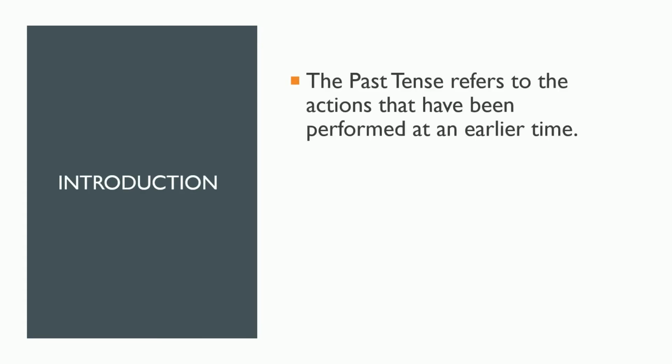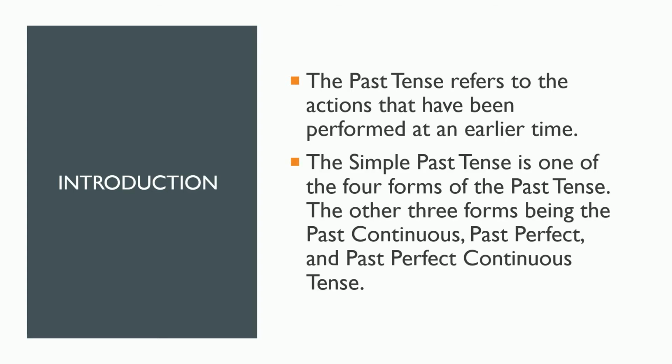The past tense refers to the actions that have been performed at an earlier time. Earlier time means whatever has happened before now. The simple past tense is one of the four forms of the past tense, the other three forms being the past continuous, past perfect, and past perfect continuous tense.